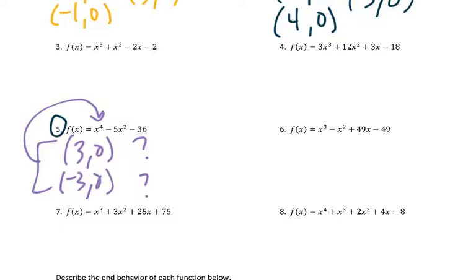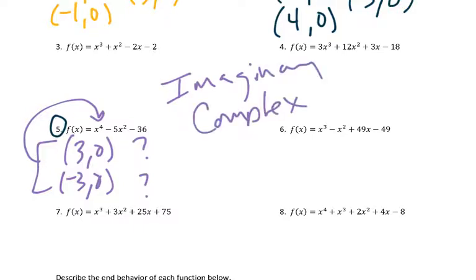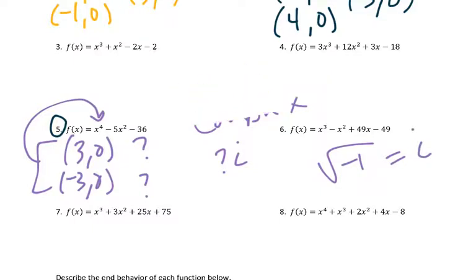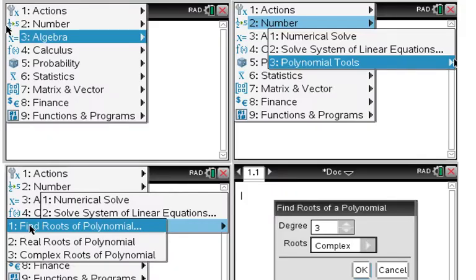So what that means is we've got some imaginary, also known as complex numbers. We've got something with i, remember that square root of -1 being the imaginary number? We've got to deal with that. So there is a better way using our calculator that can help with that. So here's a better way to do it.